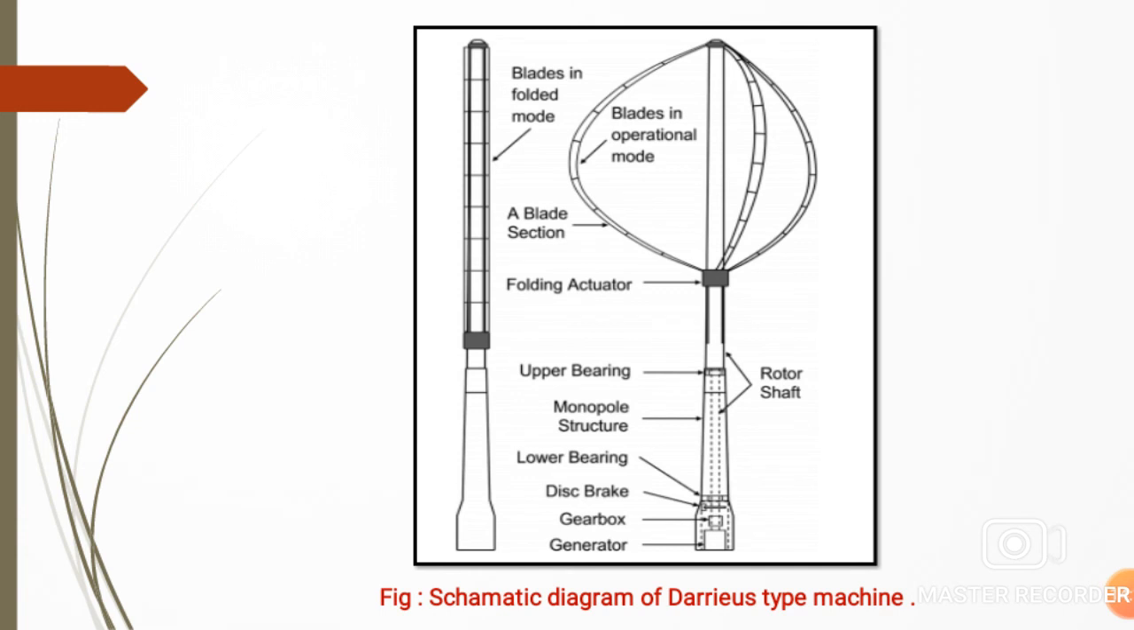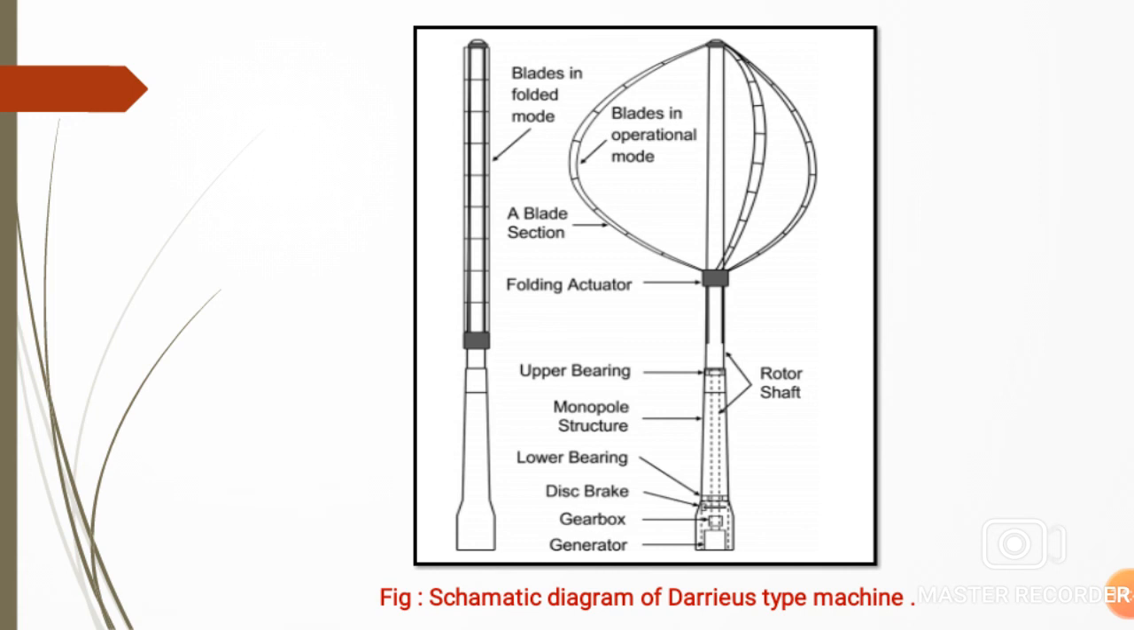This is the schematic diagram of the Darrieus type wind machine. The blades are curved, that is, a curved aerofoil shape, and these blades are stretched at a particular tension so that they can rotate easily. Blades in operational mode, that means the blade shape is shown in the figure. The blade shape is in operational mode.